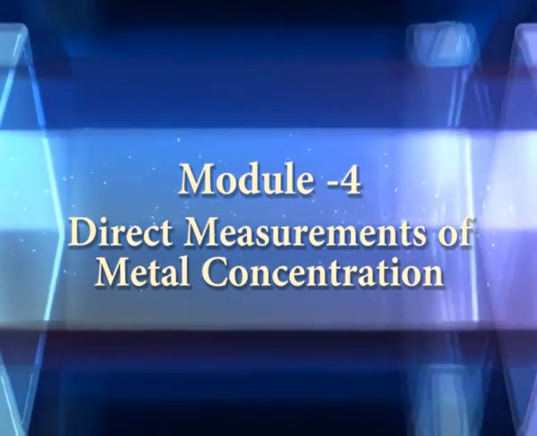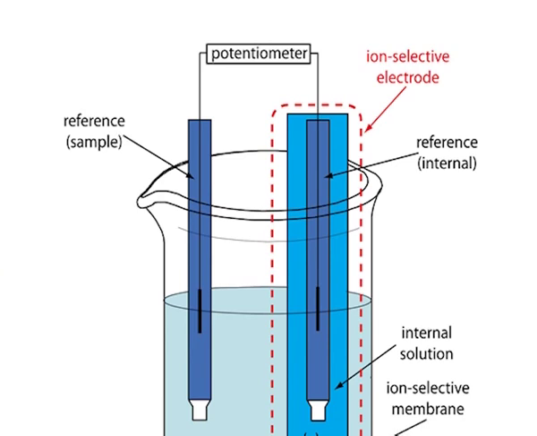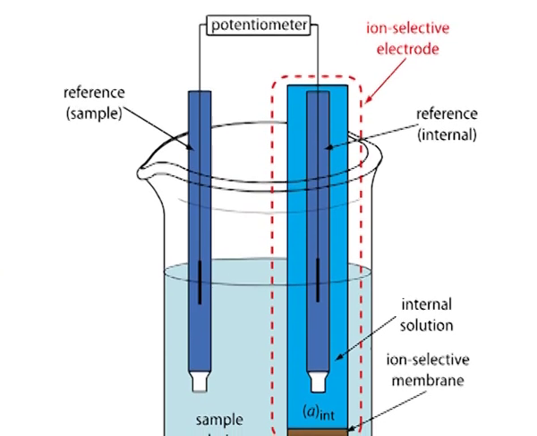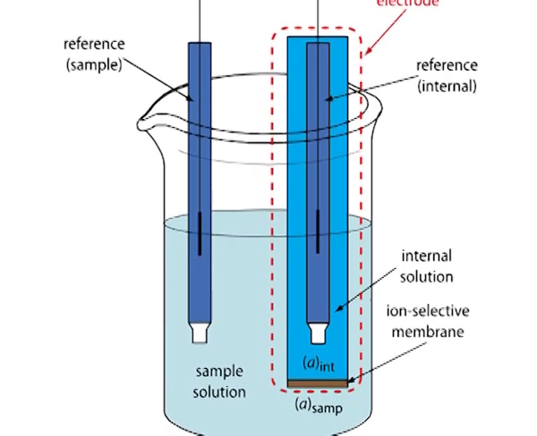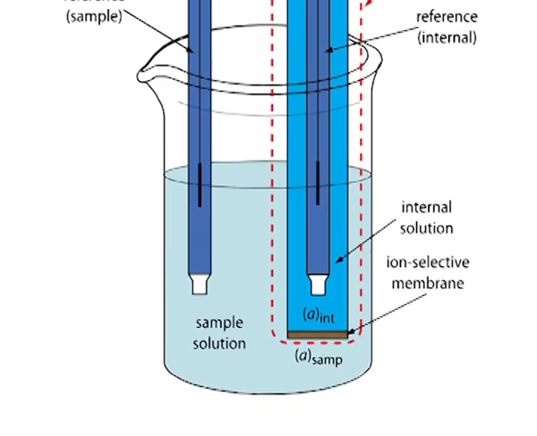Module 4. Direct measurements of metal concentration. In many situations, accurate determination of a metal ion concentration by measurement of a cell potential is impossible due to the presence of other ions and a lack of information about activity coefficient. In such cases, it is often possible to determine the metal ion concentration directly by potentiometric titration with some other ion. For example, the initial concentration of an ion such as Fe2+ can be found by titrating with a strong oxidizing agent such as Ce4+.